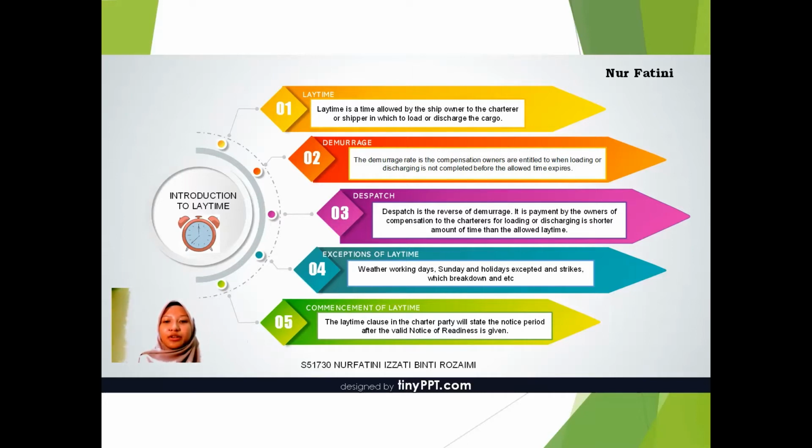And the last one is commencement of laytime. The laytime clause in the charter party will state the notice period after the valid notice of readiness is given.